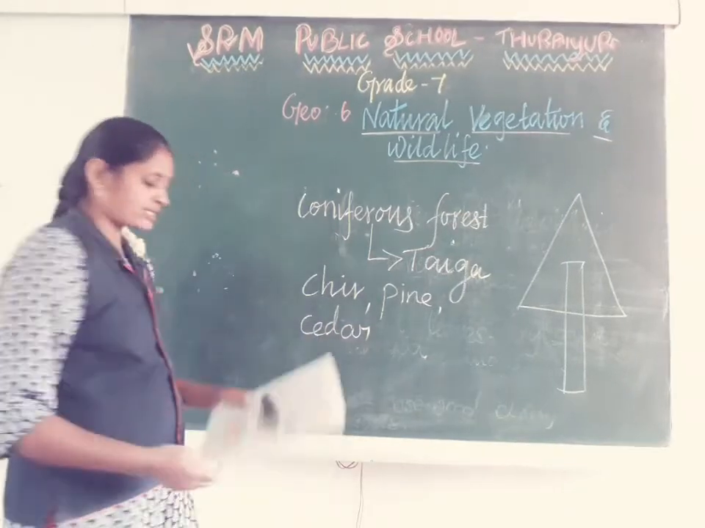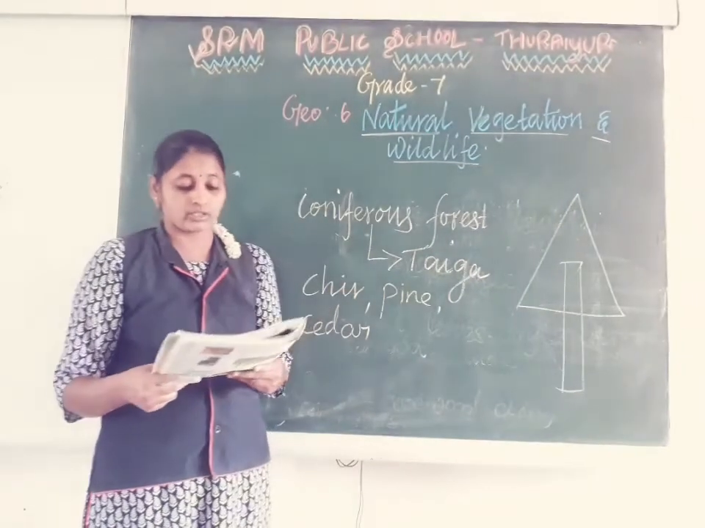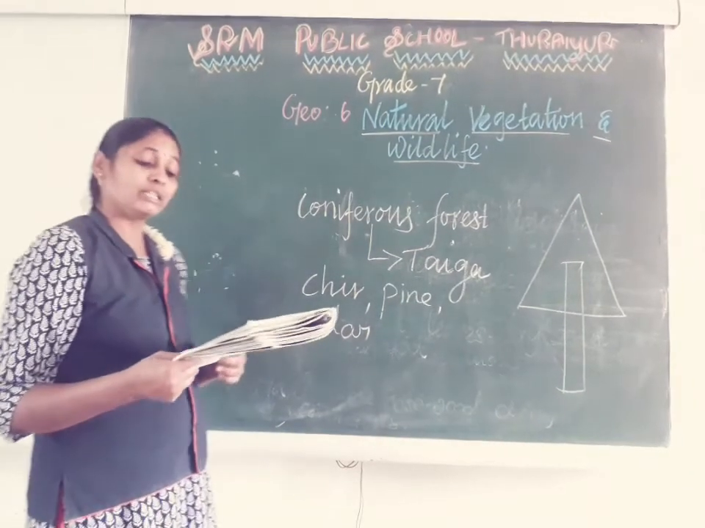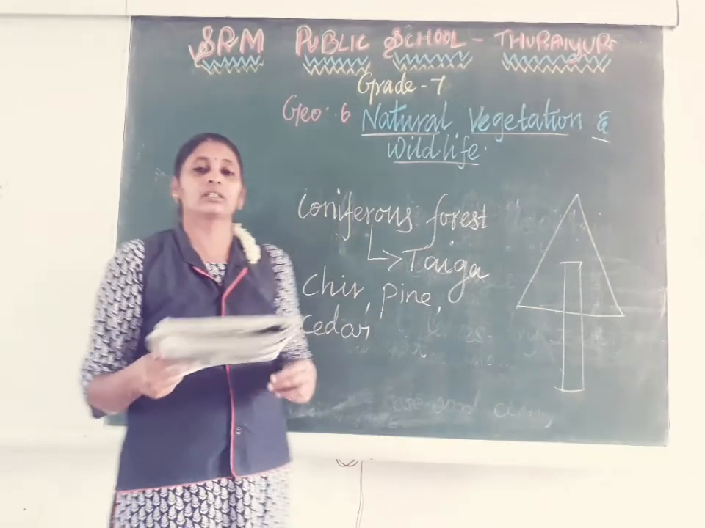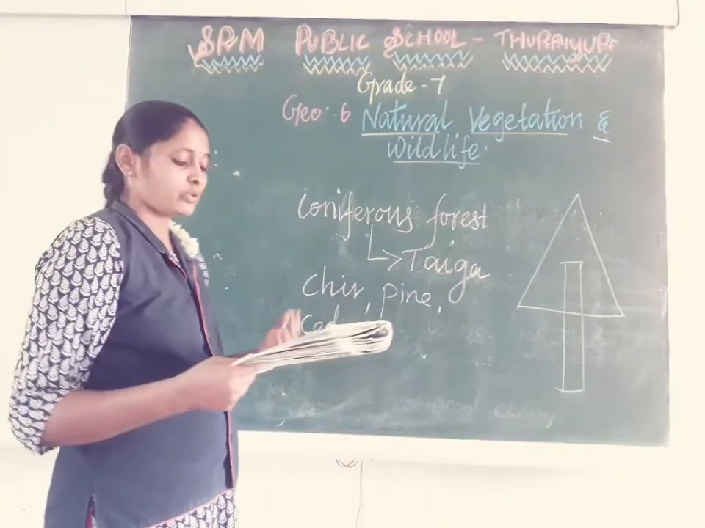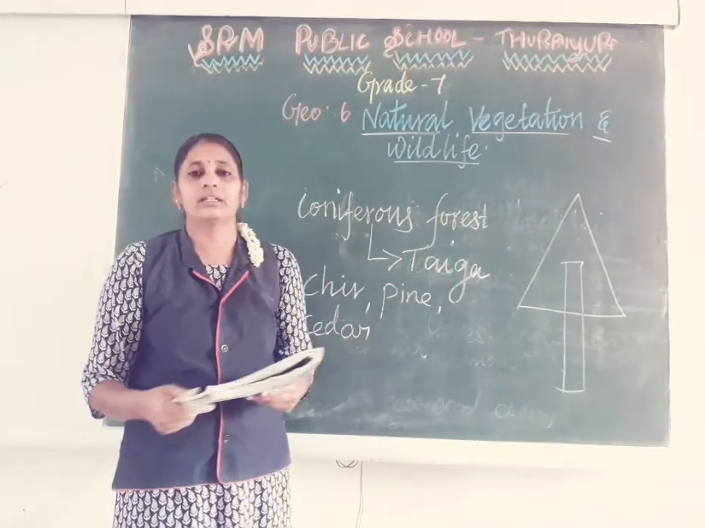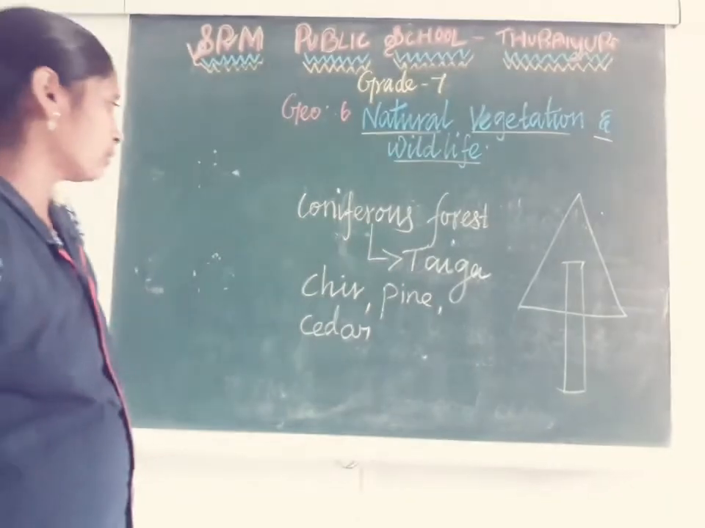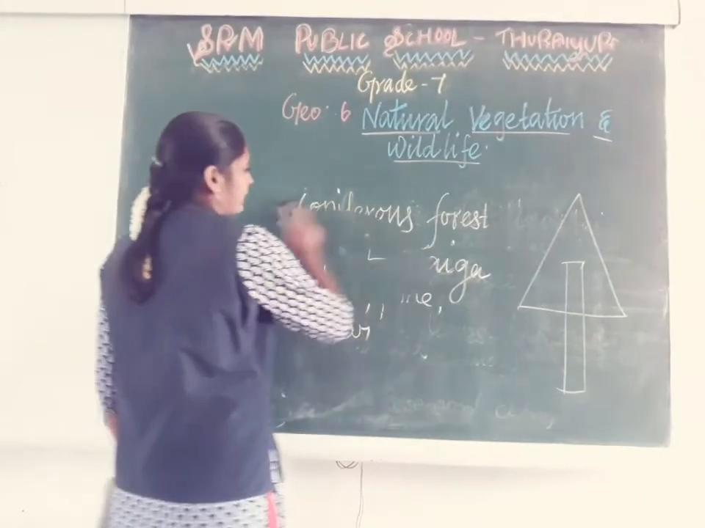So those are the trees we can see in this forest. What are the animals we can see in this forest? Silver fox, mink, polar bear. These are the common animals in this forest. Okay, so up to now, what we discussed about are 6 different types of forest.